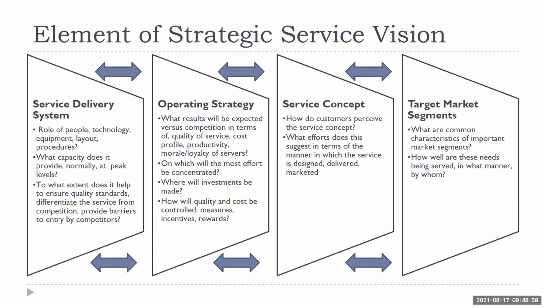That is where marketing strategy will come. If you think about the first two parts, target market segment and service concept, these two are the service marketing part. Operating strategy and service delivery system get into the operations part. So we start by asking who our customers are and what their needs are. Now, if that need has not been fulfilled, what is our service concept?